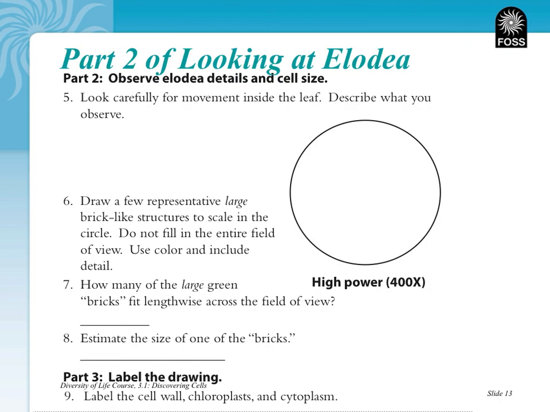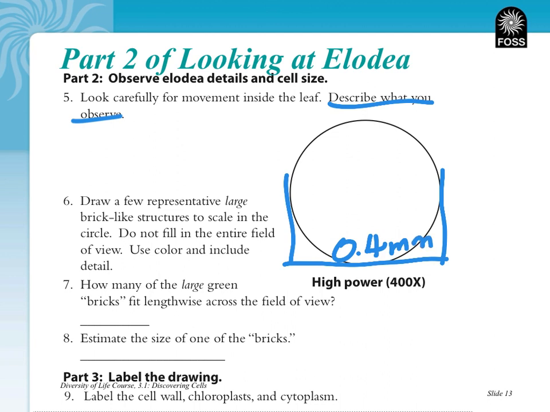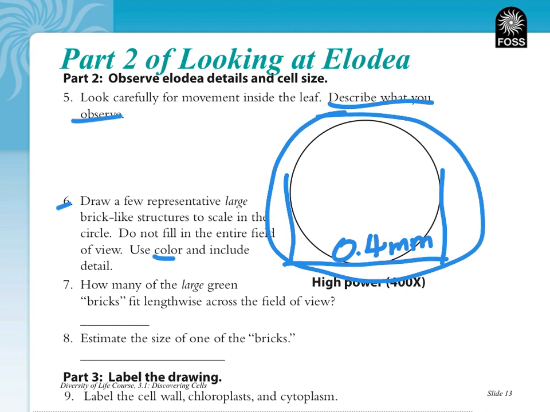Here's part 2 of the worksheet that you're working on. Describe what you observe. Remember, at high power, this distance of width or diameter all the way across is 0.4 millimeters. So a little bit less than half of a millimeter is how big that is. You're going to draw a few representative brick-like structures to scale. Whatever you see in this circle field of view, you need to draw it exactly. Make sure you use color and that you have good detail too.